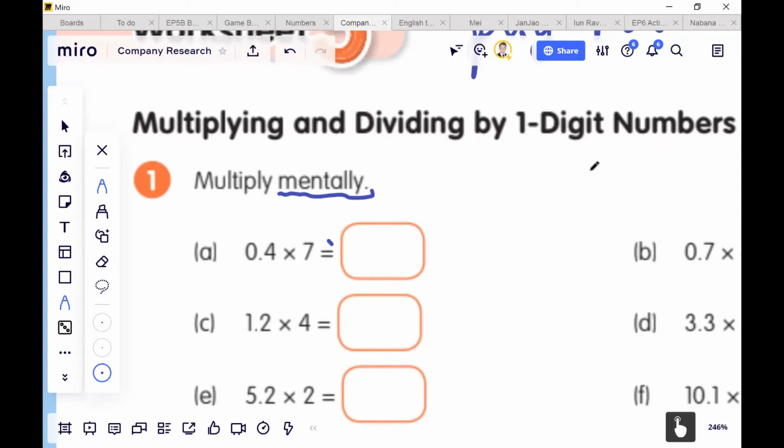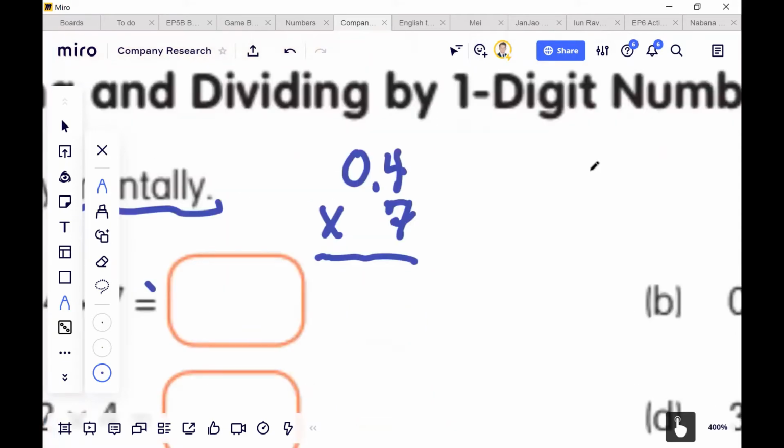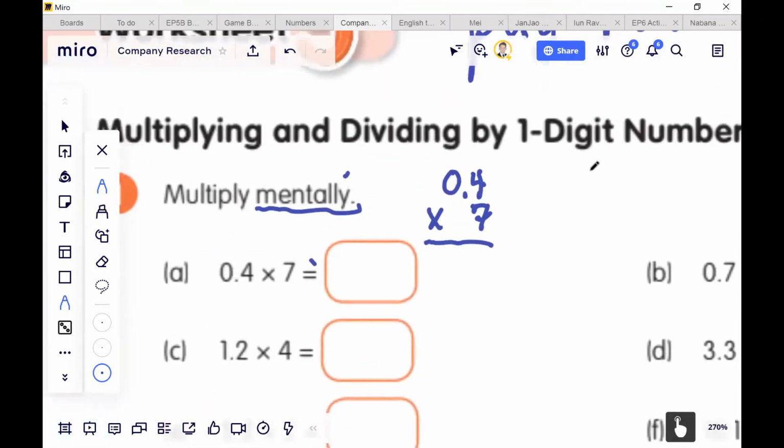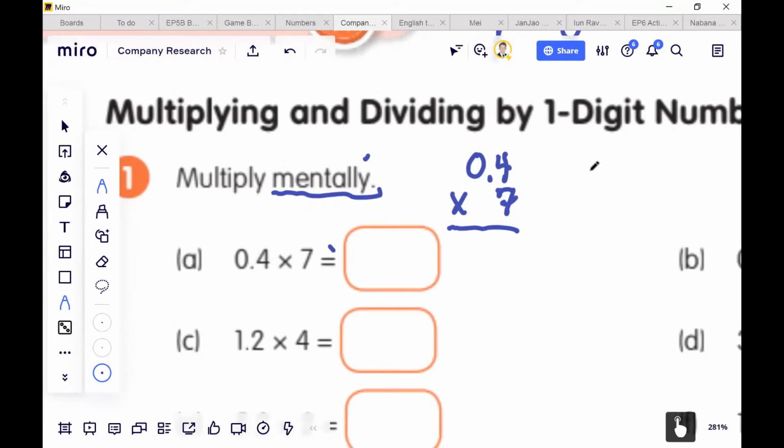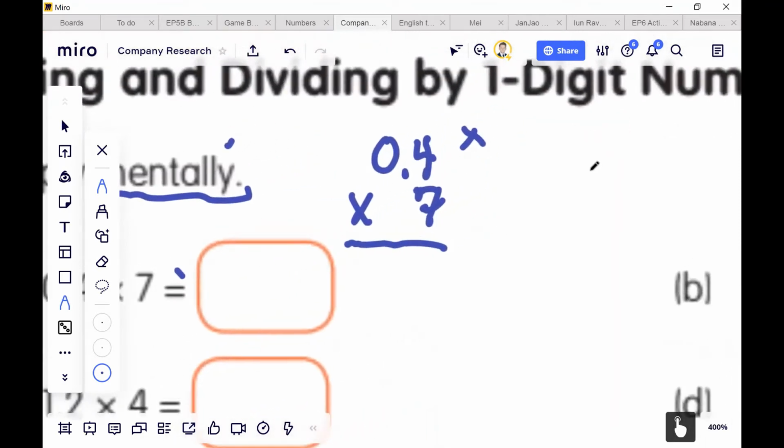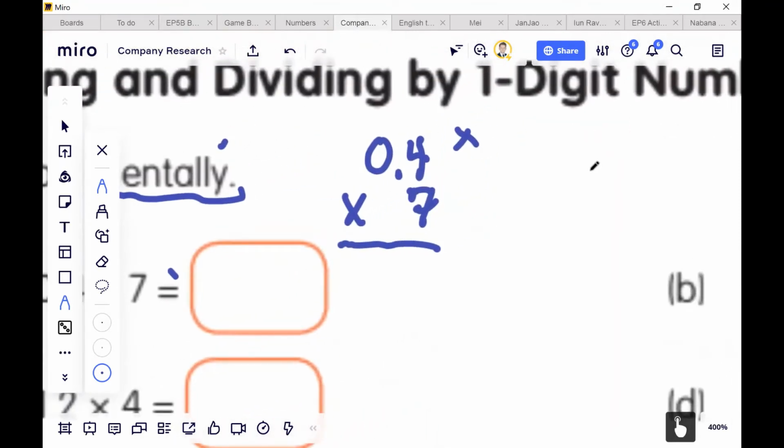What does mentally mean? To do something mentally is to do it in your mind, okay? So it means do this in your head. This would not be multiplying mentally, all right? This would be just working the problem out. And here, how would we work this out?